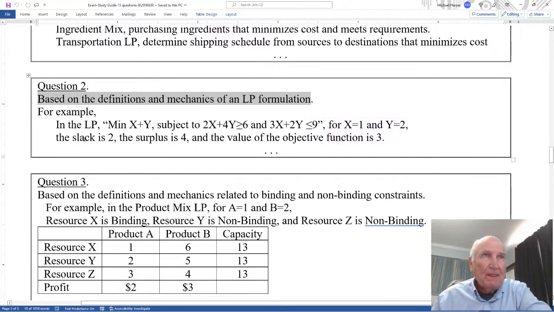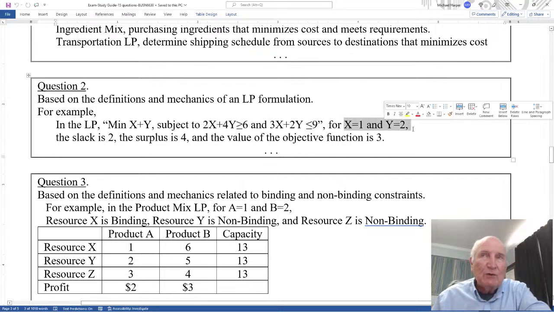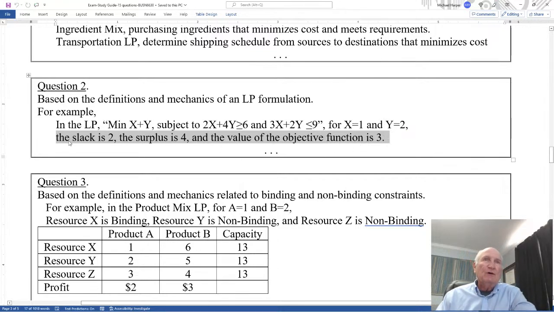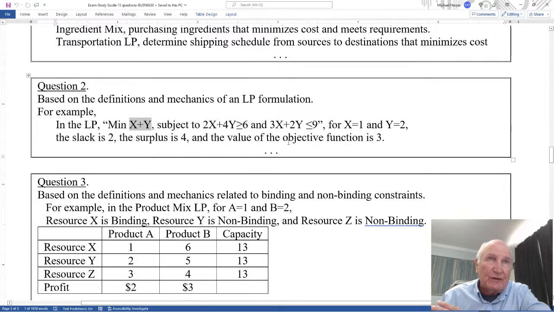For example, in the LP, minimize x plus y, subject to this constraint and this constraint. For the mix of x equals 1, y equals 2, well, the slack is 2, the surplus is 4, and the value of the objective function is 3. So it's just being able to put the x and y into here to get the objective function, which is 3, into here to get the left-hand side, which is 10, is greater than 6 by 4. 1 and 2 in here is 7, which is 2 less than 9.